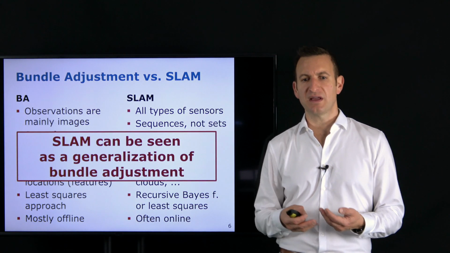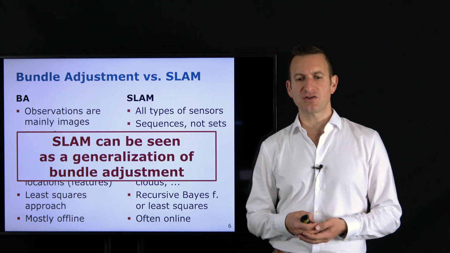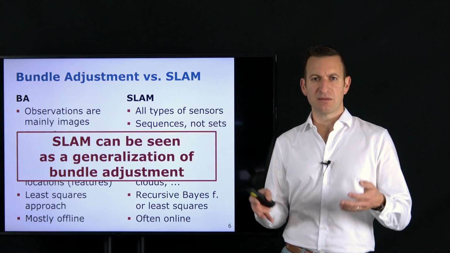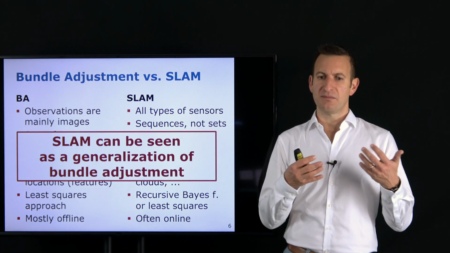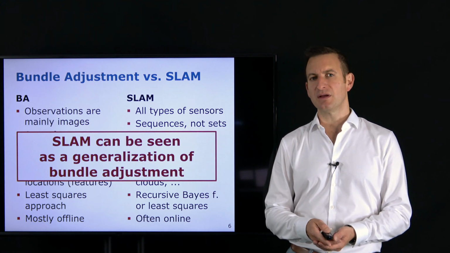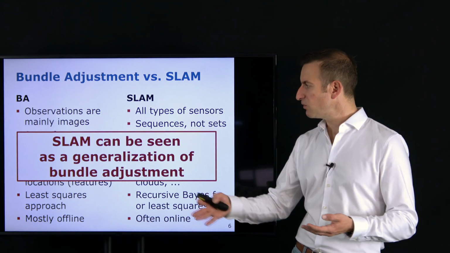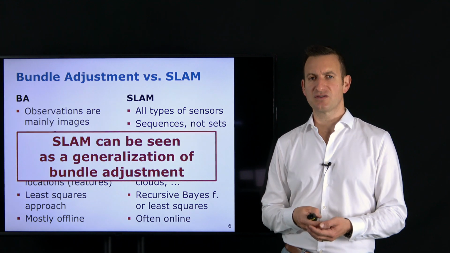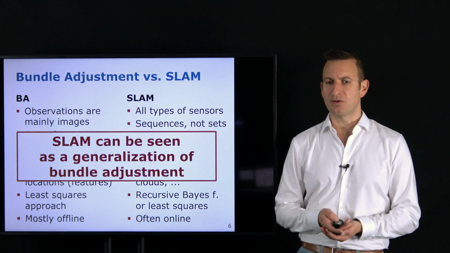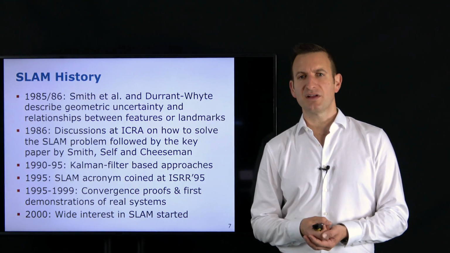So if you compare this, we can actually see that SLAM is a generalization of the bundle adjustment problem. So it is more general. You can plug in different types of sensors. The bundle adjustment problem is, so to say, a special case of the SLAM problem here. And there's also a historical component to this. So SLAM is relatively new.